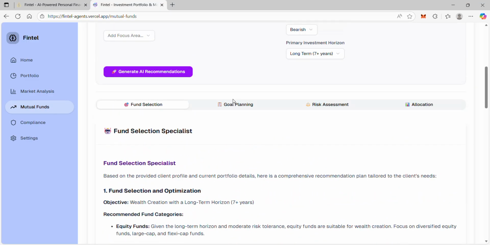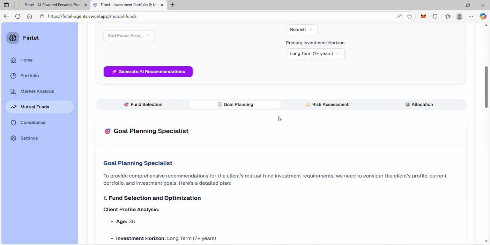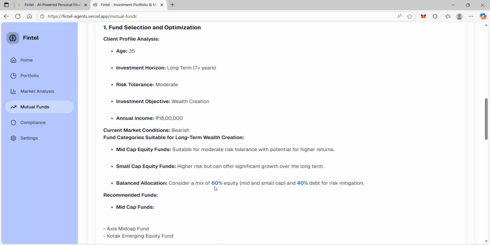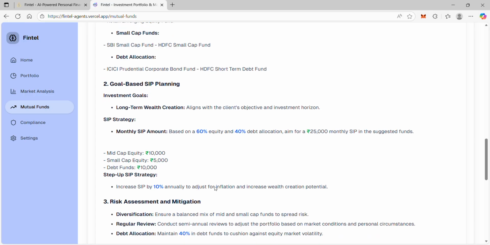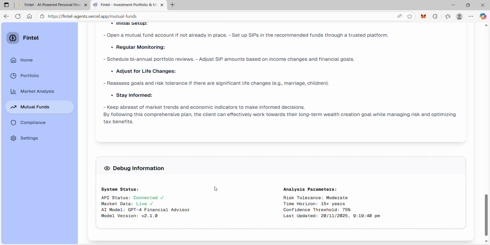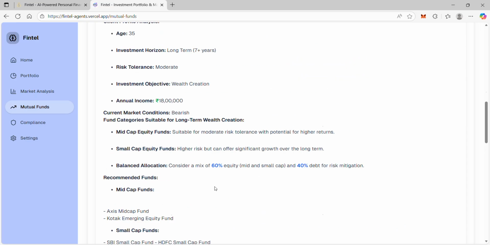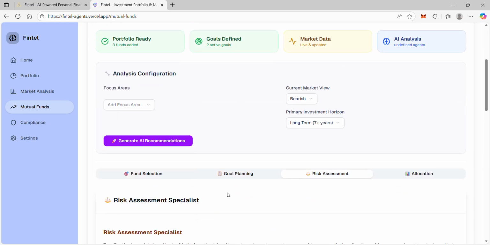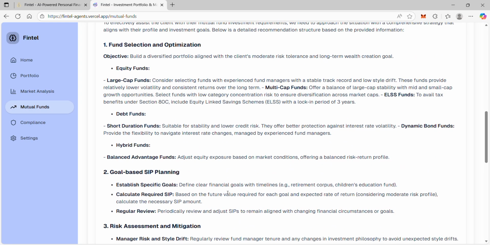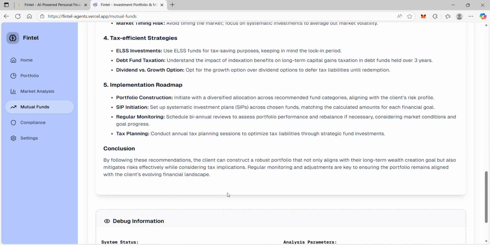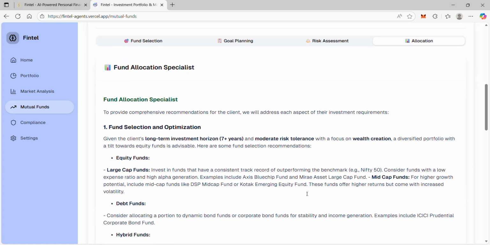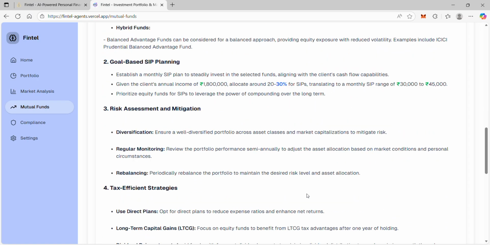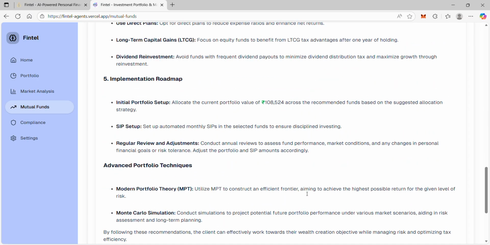In this case, there are four agents: fund selection, goal planning. This is the analysis done on the basis of your portfolio and the investor's profile. It also does a risk assessment of your mutual fund portfolio. And there is the allocation specialist, like how much you should invest, what you should invest, etc.